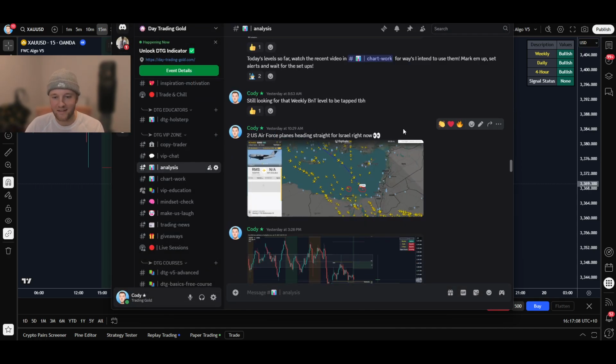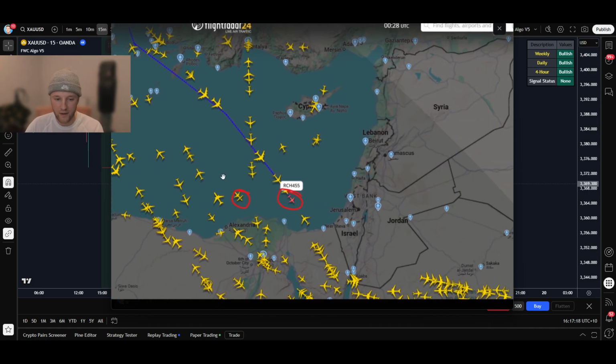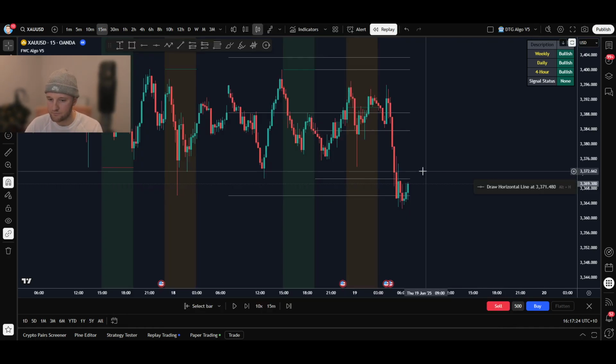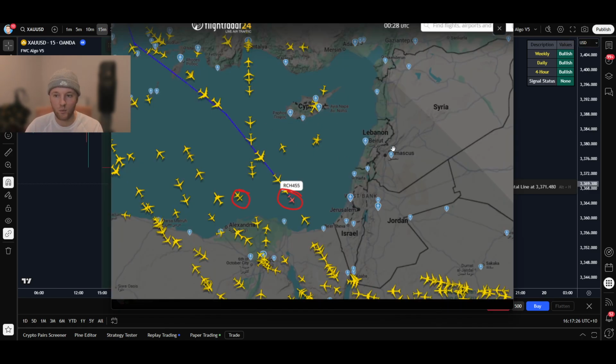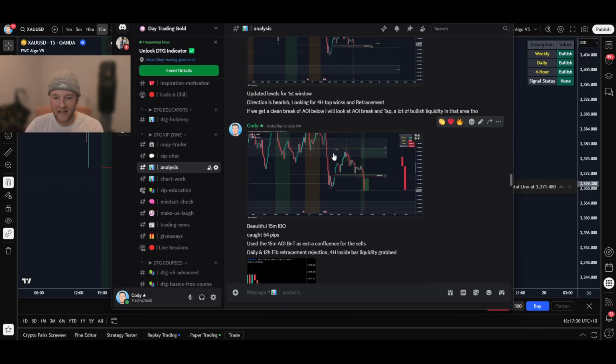Also keeping the Discord updated here with the US Air Force planes that I was watching on flight radar that I found that were heading, as you can see, straight for Israel. They actually disappeared off the map around about here, if I remember correctly, before I could see where they actually landed. But yeah, we can see how the analysis is playing out here.